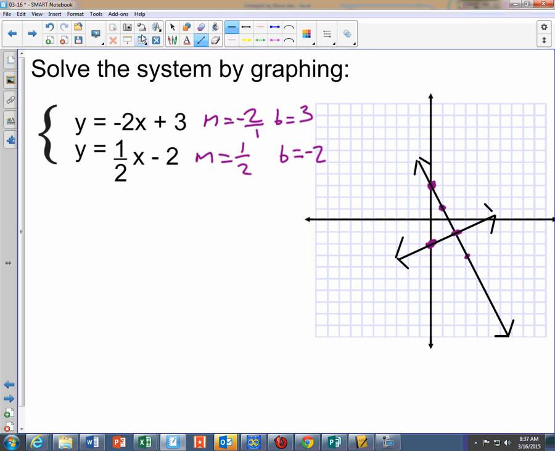And what is that point of intersection? No, you always go over first. Over 2, down 1. Always go over first. Over 2, down 1.